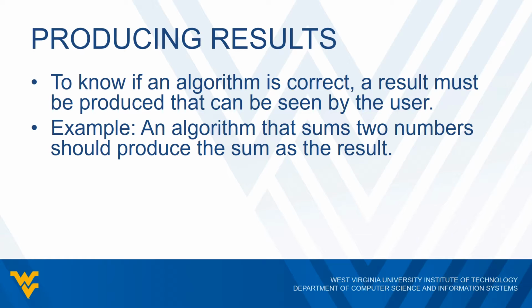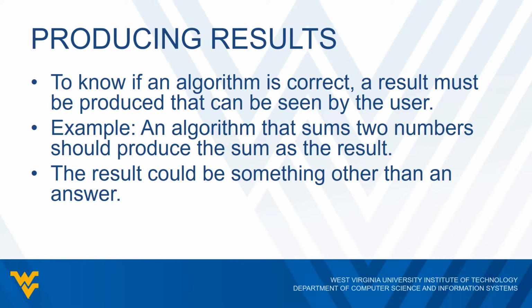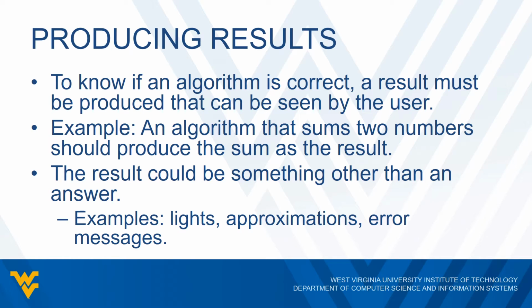Now, it's worth noting that the result could be something other than some type of output message. For example, it could be a set of lights. It could be some set of approximations. It could be error messages. So there are other ways of producing a result than just some type of answer. But the whole point here is that our algorithm needs to produce some type of result.